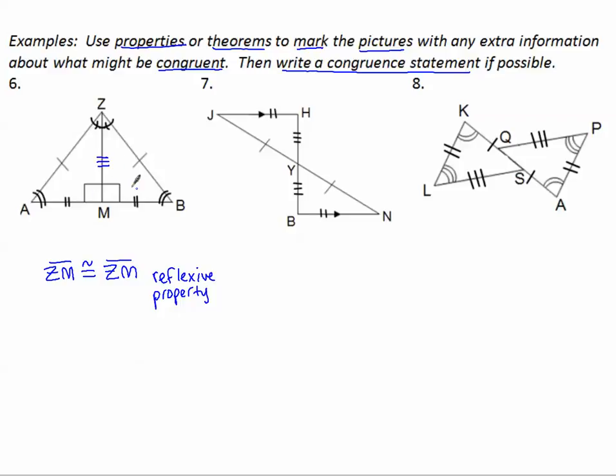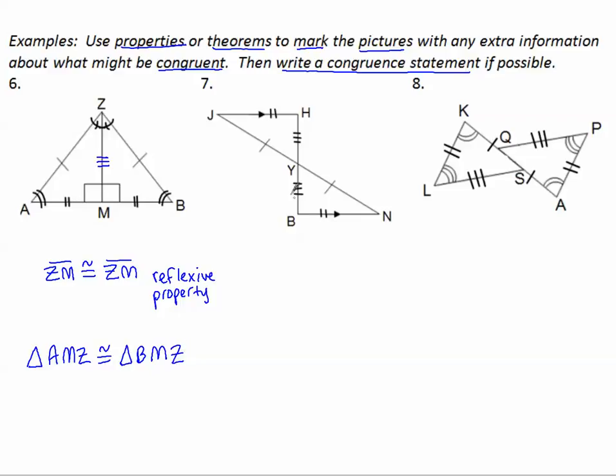Now I see that everything has markings, congruent angles and congruent sides, in the two triangles. So now I can write a congruent statement. Triangle AMZ is congruent to triangle BMZ. I'm matching up the corresponding parts.